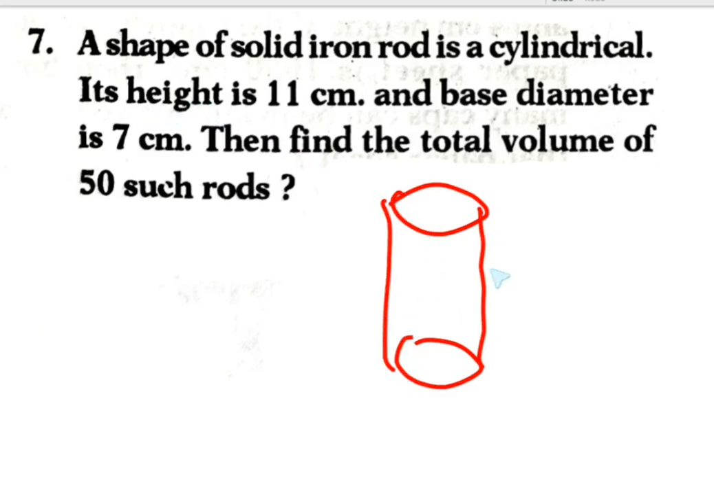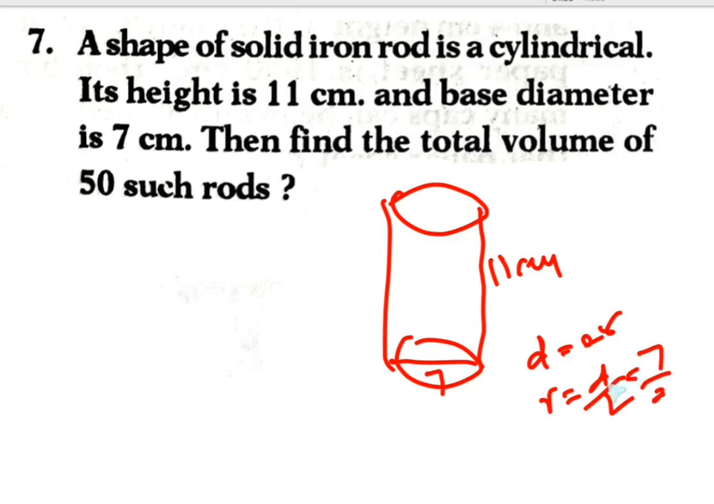And height is 11 centimeters. The diameter is 7. That means D equal to 2R, then R equal to D by 2, which is 7 by 2. The radius is 7 by 2. We need to find the total volume of such rods.